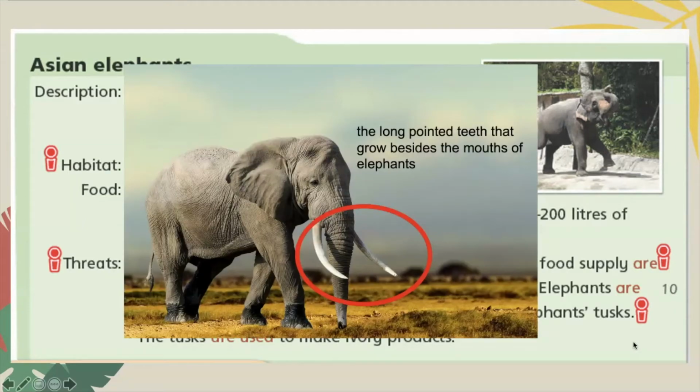And here are the tusks of an elephant. They are the long pointed teeth that grow beside the mouths of elephants. So people use their tusks to make ivory products. And those ivory products are usually quite expensive.